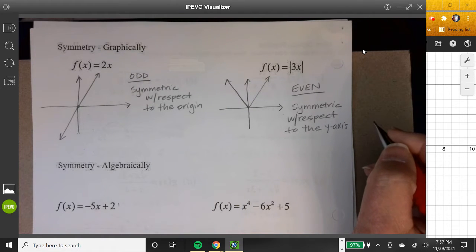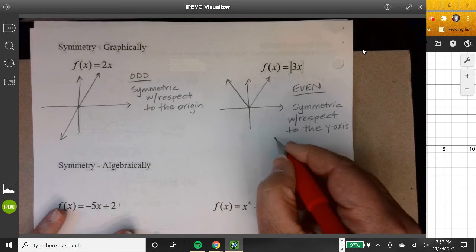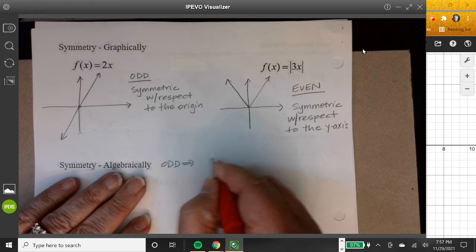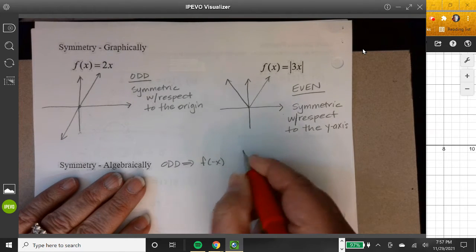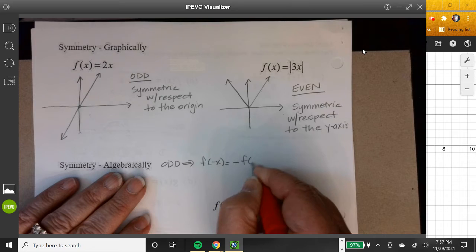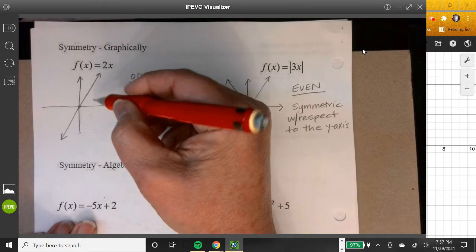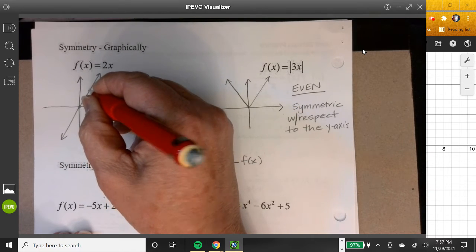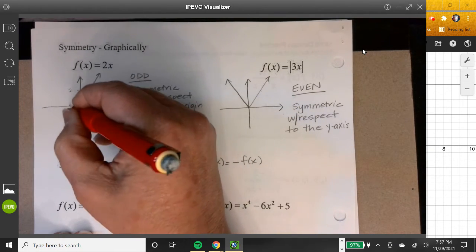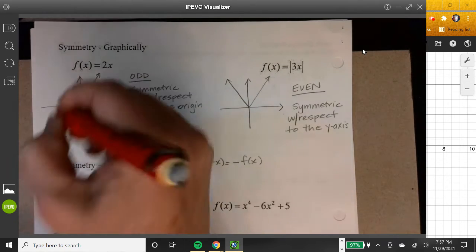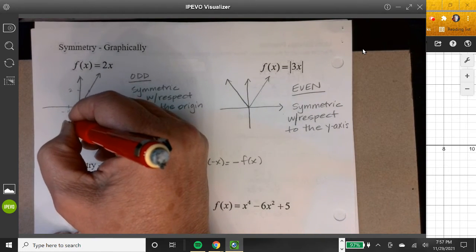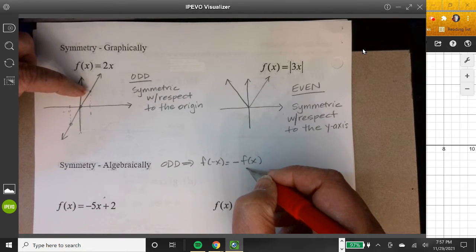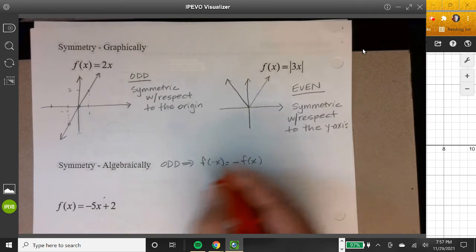Now, even functions have the property, well, I'll do odd first. Odd functions have the property that when you plug in f of negative x, that's going to equal the opposite of f of x. So, for example, if I plug in 1, I'm going to get 2. What happens if I plug in the opposite, negative 1? I get the opposite of what f of positive x is. Does that make sense?